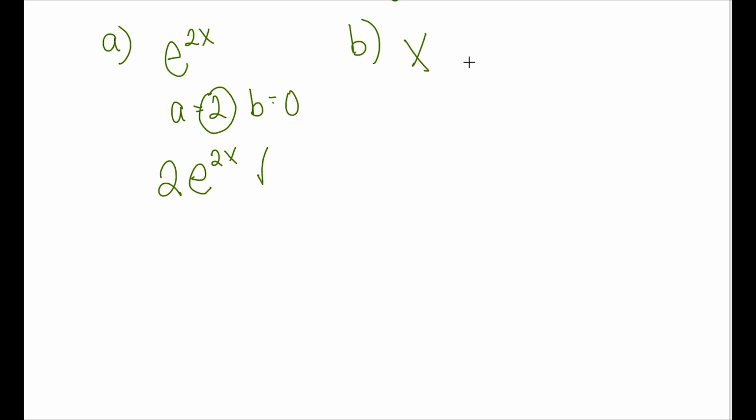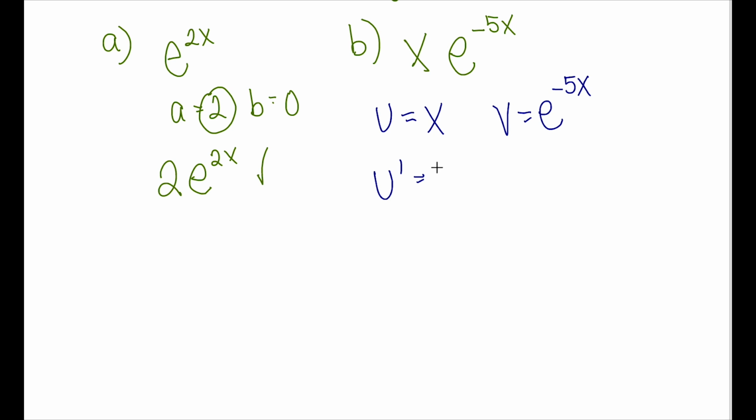Here I'll try x times e to the negative 5x. So because it's a term multiplied by another term, we're going to use product rule. u equals x and v equals e to the negative 5x. u prime, the derivative of x, is 1, and v prime is multiplied by the coefficient in front, negative 5e to the negative 5x.